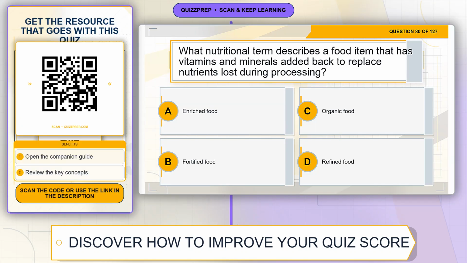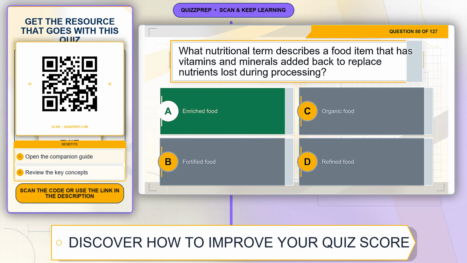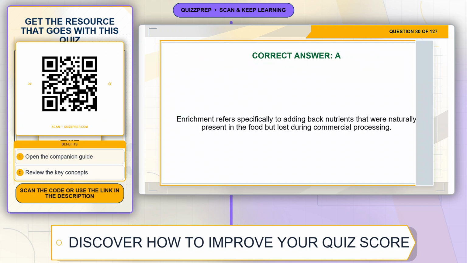Question 80. What nutritional term describes a food item that has vitamins and minerals added back to replace nutrients lost during processing? Option A, enriched food. Option B, fortified food. Option C, organic food. Option D, refined food. The correct answer is option A, enriched food. Explanation. Enrichment refers specifically to adding back nutrients that were naturally present in the food but lost during commercial processing.